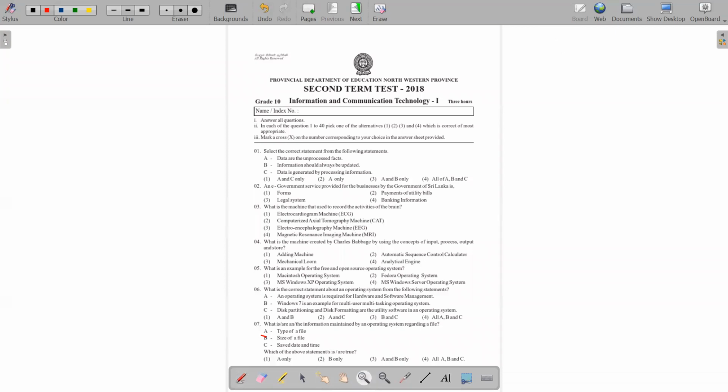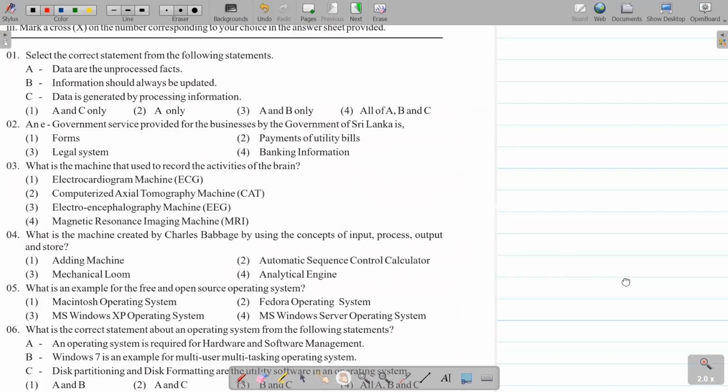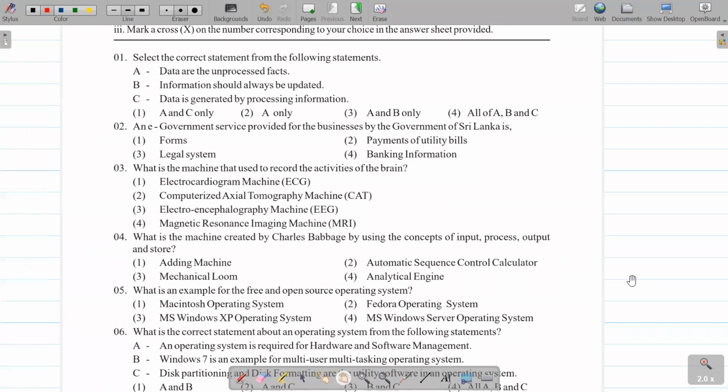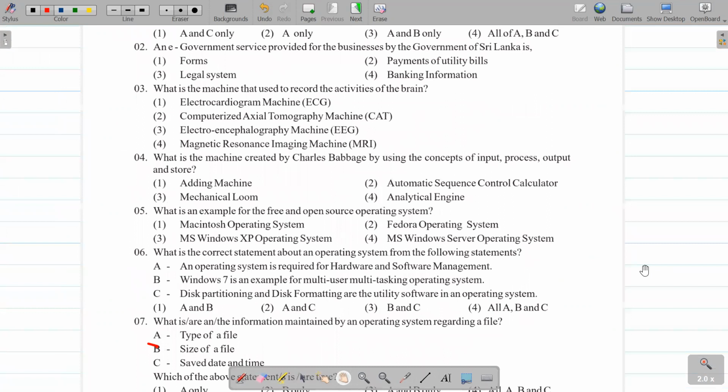Right. So the first question you asked me to do is number 3. It's asking what is the machine that is used to record the activities of the brain. If you are thinking about activities of the brain, it is electroencephalography, right? So the correct answer is going to be the third one. This one is going to be the correct answer.